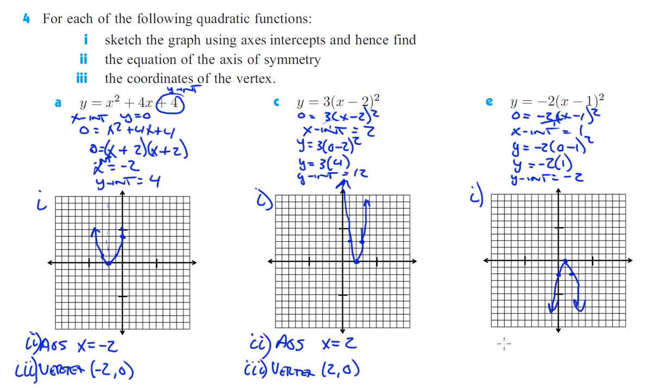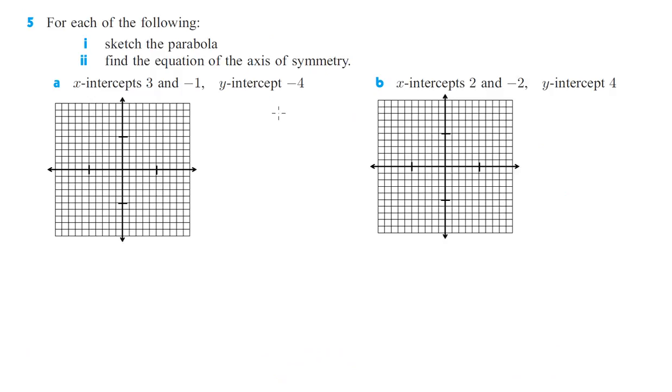Something like that. And then the axis of symmetry, this again cuts right through this line here. x equals 1. And then the vertex is at 1, 0. Okay? That's number 4. Moving on to number 5.